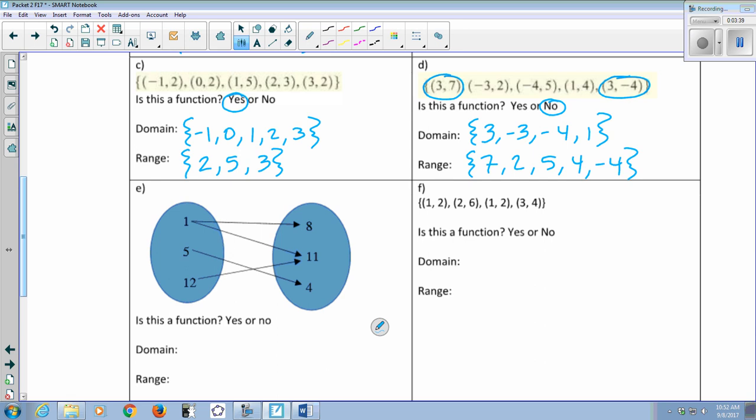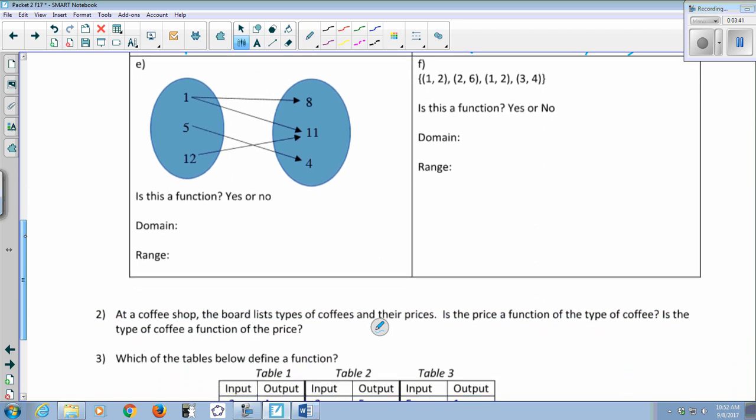All right, let's look at E here. We have another picture version of a relation. So I need to ask myself, is there any x value, any value on the left that's associated with 2 different y values, 2 different values on the right? And yes, 1 is getting mapped to 8 and to 11. That is not allowed for it to be a function. So this is not a function because 1 is paired with 8 and 11. It does have a domain and a range, 1, 5, and 12 for the domain. And the range would be 8, 11, and 4.